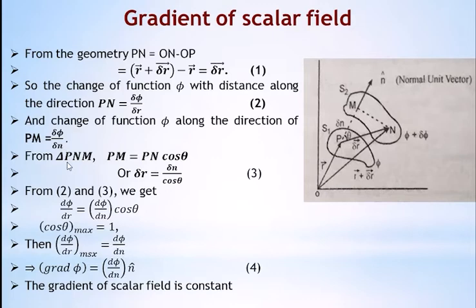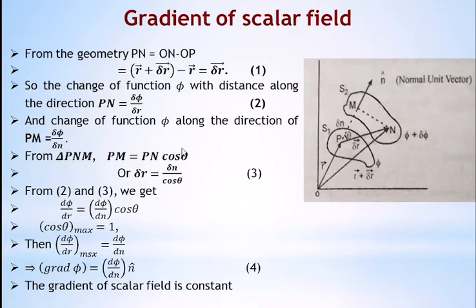From triangle PNM, we can write cos theta is equal to PM upon PN. Or we can write PM is equal to PN into cos theta, or delta r is equal to delta n upon cos theta. Here PN is the distance we calculated in equation number 1.